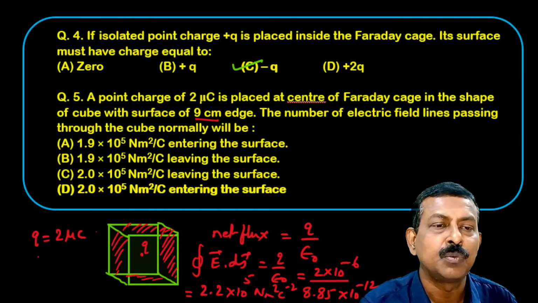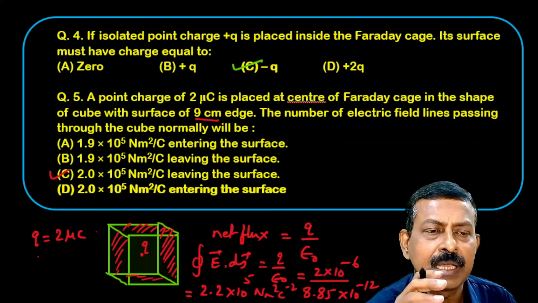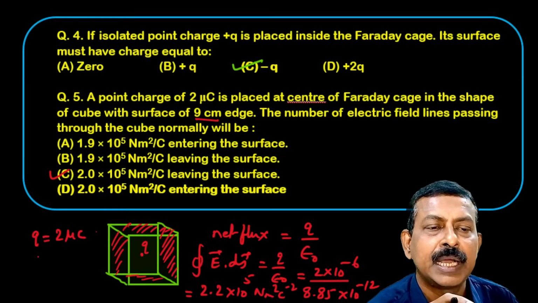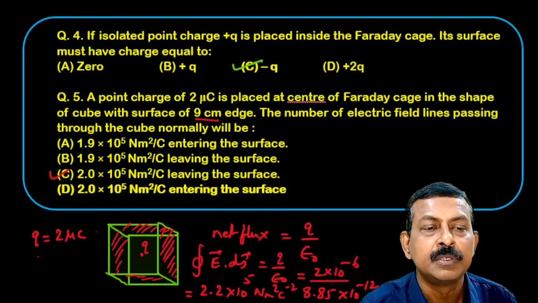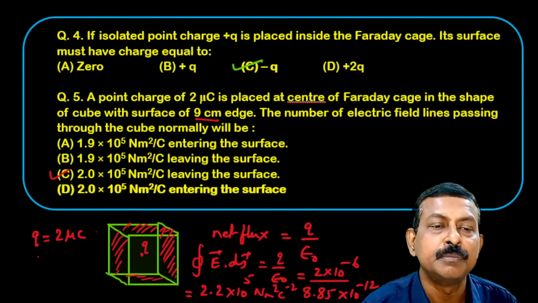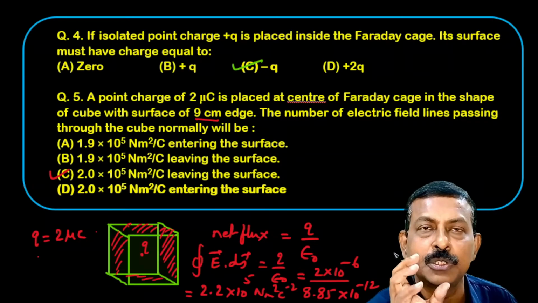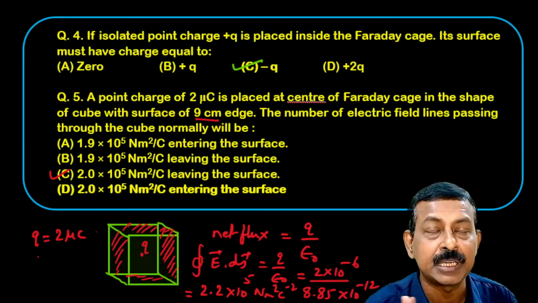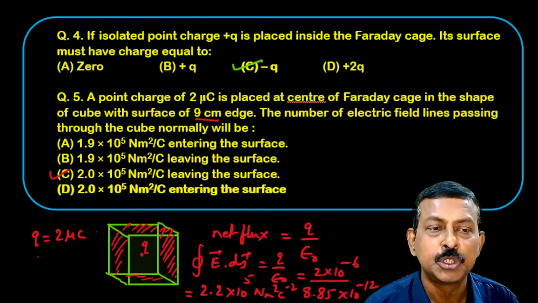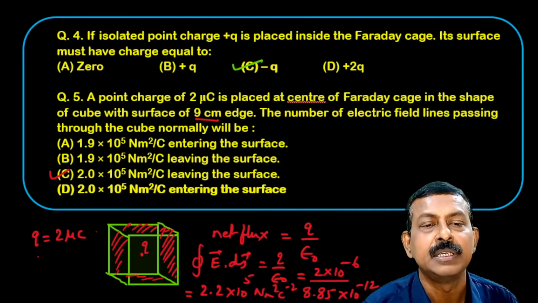Now, the third one is an approximate value there. So in that case, this will be the correct option, because it is 2.0 into 10 to the power 5 Newton meter square per coulomb leaving the surface, because the other one is entering the surface. The charge is inside the cube. So as the charge is inside the cube, obviously the lines of force will be coming out of that particular cube which we are considering. So in this particular case, the third one is the correct option.